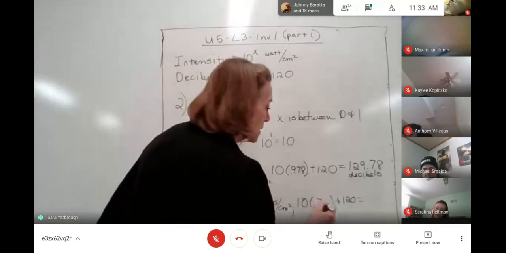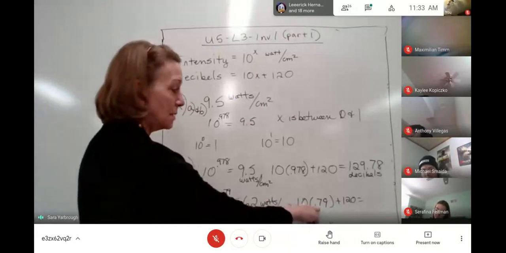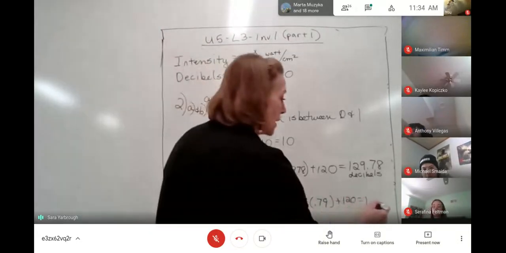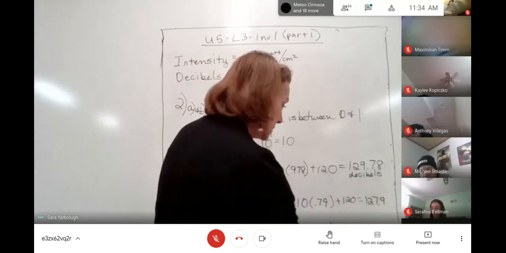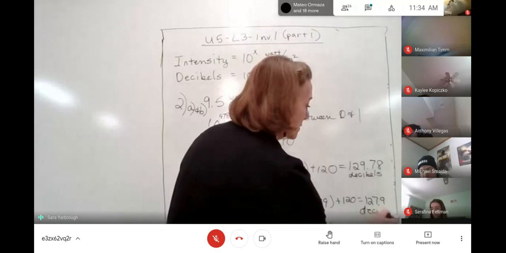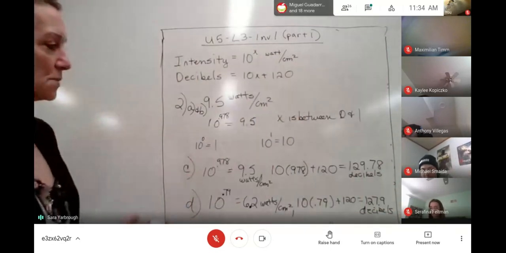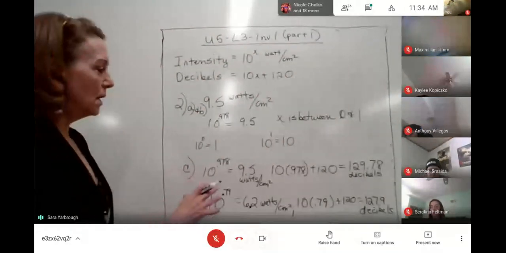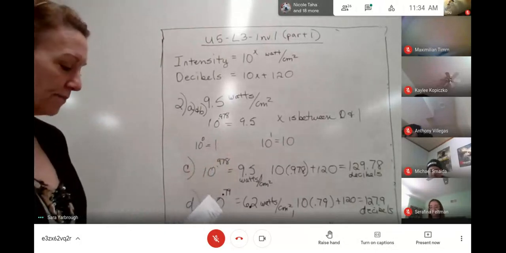Now when you plug in the 0.79 over here, because this X is going to be that same X value, then you should get about 127.9 decibels, calculating that. So that explains how you can calculate these different sound intensities.